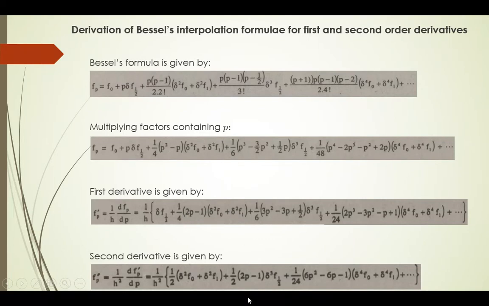Similarly here, that is 1 by 6. 3p square is 6p minus 3 plus 0. So 3 is common and 6p minus 3. Whenever 3 is common, so that will become 1 by 2. So this is 1 by 2. And here 2p will be left, minus 1, multiplied by this difference. And here that is 2p cube is 6p square, that is 6p, and that is 1, and that is 0, multiplied by this factor. So that is the second derivative of the function with the help of Bissell's interpolation formula. These two formulas will be used. Example is there to understand the idea.